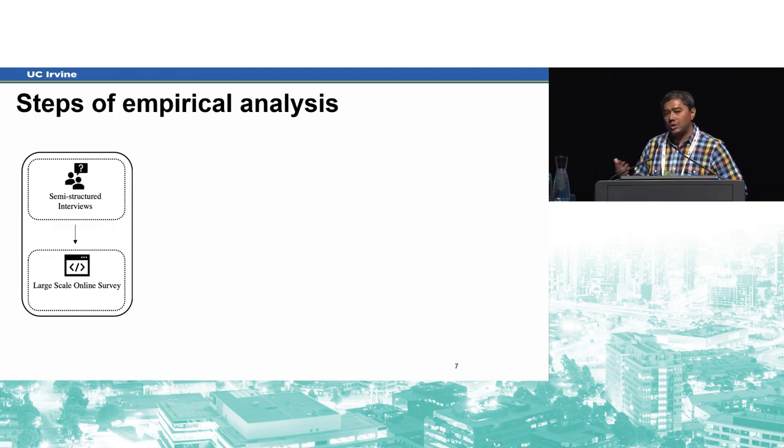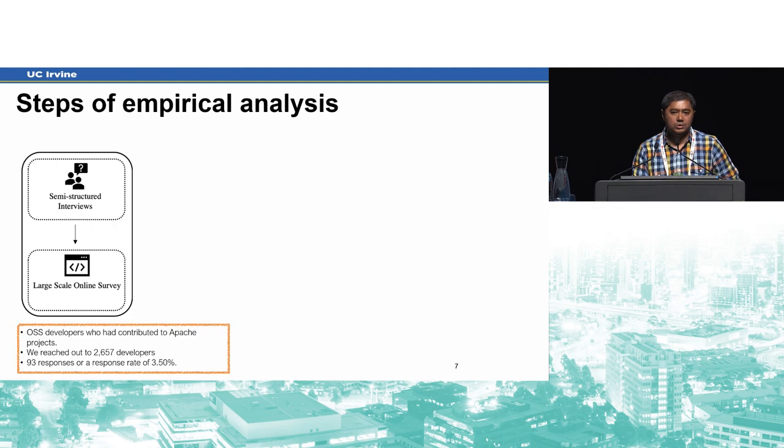And then, of course, we wanted to do a larger scale analysis because only 13 people was not enough. So we conducted a large scale survey where we sent the survey out to Apache open source software developers. We reached out to about 2,600 developers, and we heard back with 93 completed responses, which is 3.5%. Not a big response rate, but okay-ish.